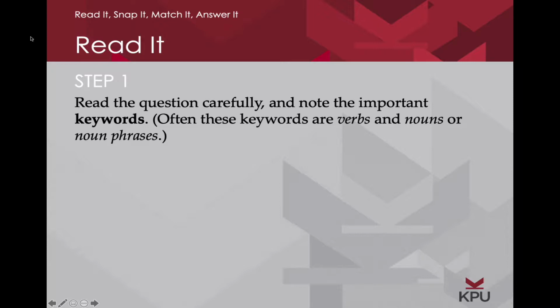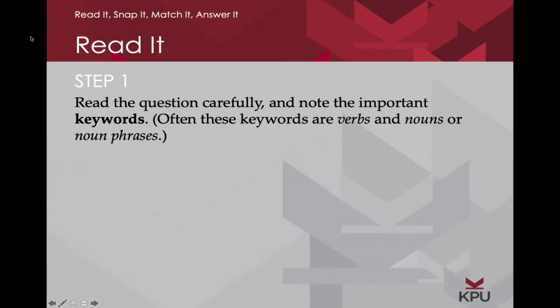Okay, so the first step is the read it step. When you read the question carefully, note the important keywords in the question. Often these keywords are verbs, which are either action words, or nouns or noun phrases. Nouns are person, place, or thing. Keep in mind, a thing can also be an idea. A noun phrase is just a group of words working together like a single thing.